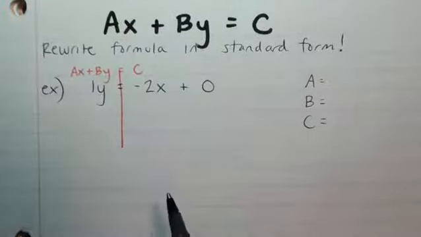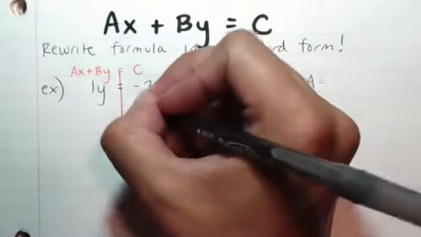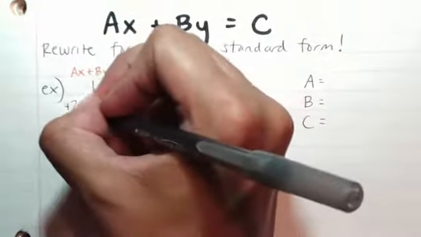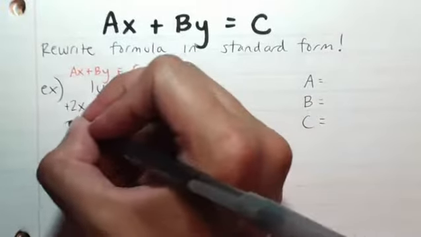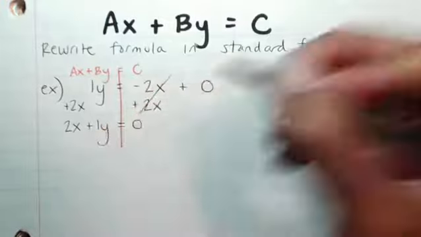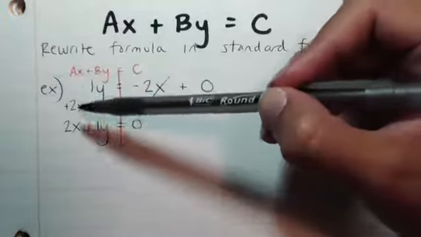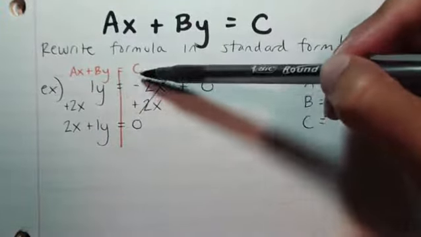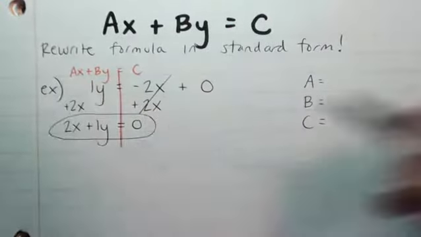So I want to move this negative 2x. What do I do to move that negative 2x to the left side? All I have to do is add 2x. So I'm going to add 2x to both sides. And I'm going to rewrite what I have. So I have my x first. So 2x plus 1y is equal to 0. Now I have to check to see if that's in standard form. My x is 2x, my by is 1y, and my c here is 0. So I converted that to standard form.